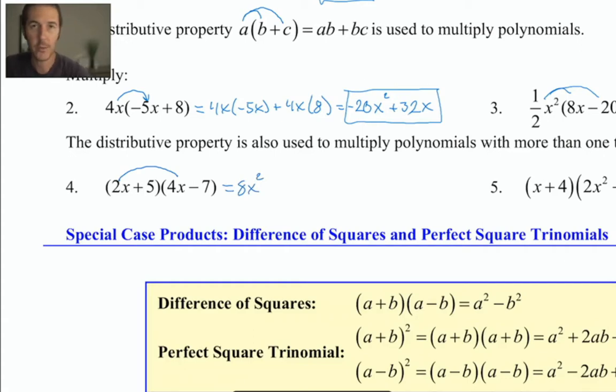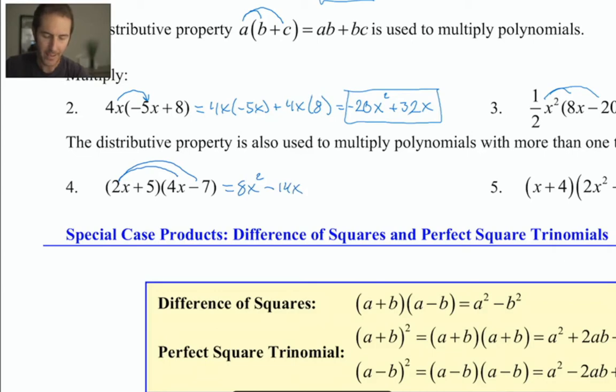The O stands for outers. So the 2x and the negative 7 are sort of the outermost factors in the 4 terms that we're looking at, the leftmost and the rightmost. So 2x times negative 7. The 2 times the negative 7 gives me a negative 14. And there is a multiple of x on the 2, so we have to bring that along, so minus 14x.